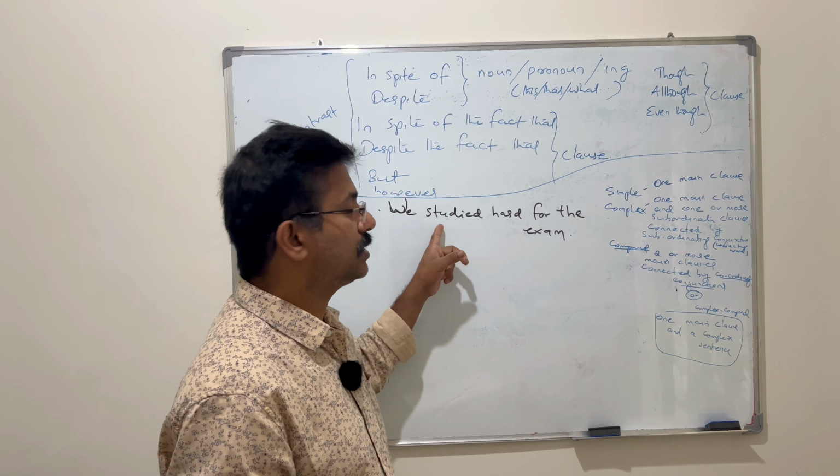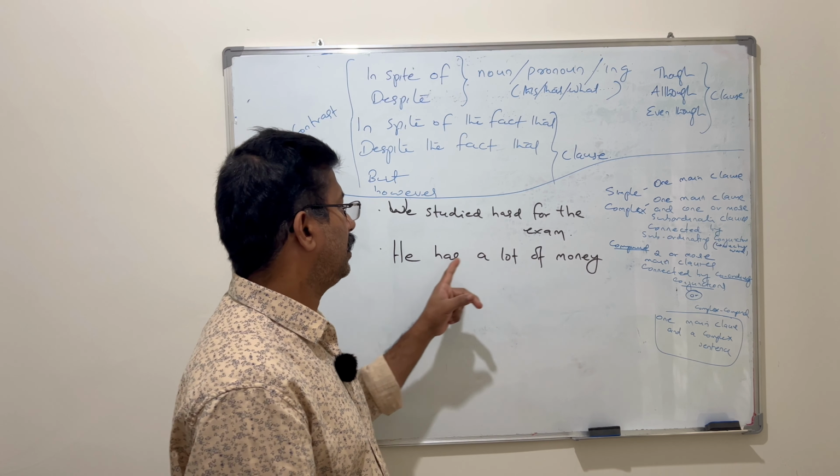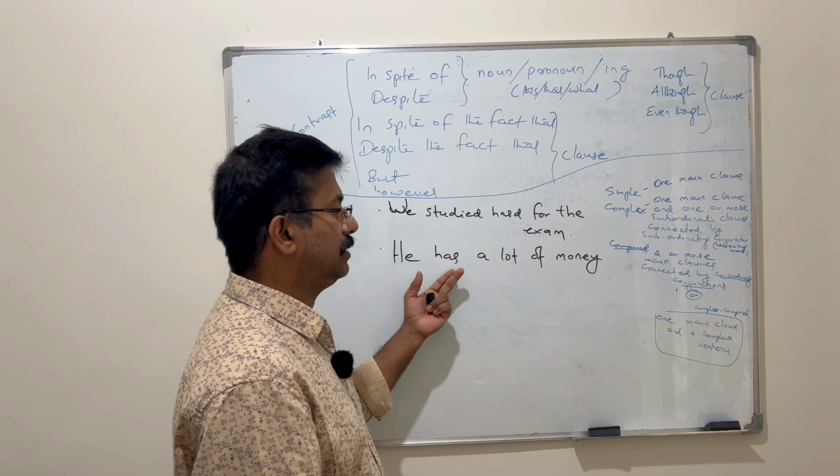All right, he has a lot of money. Look at this. He is the subject, has is the verb, then the object. And this is again a simple sentence between two full stops. There must be a full stop after money. So between two full stops, I have written a main clause, and this is a simple sentence.